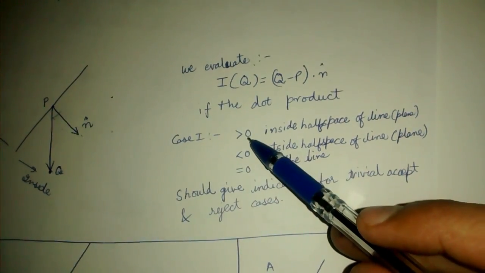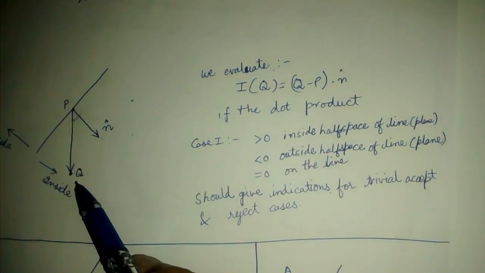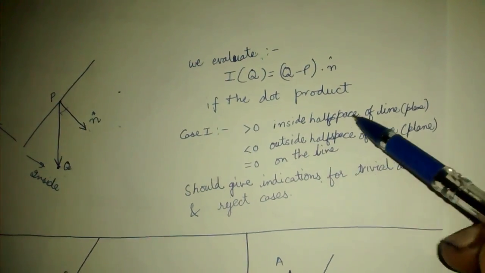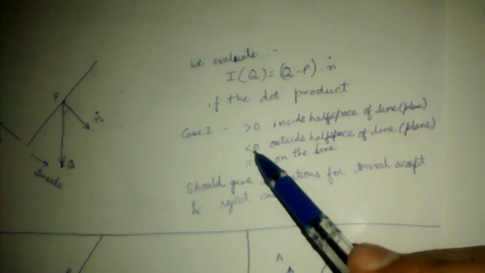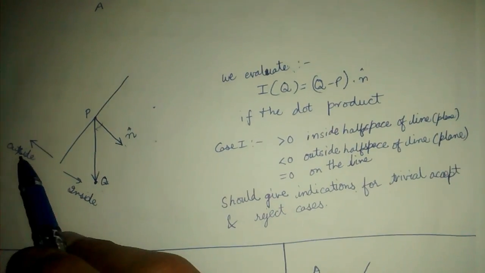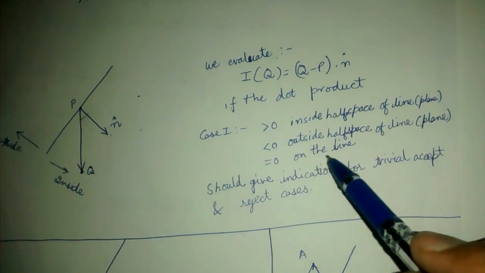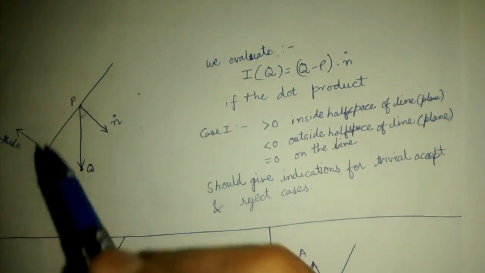So if it is positive, then Q lies inside the half space of the line, that is, inside this plane. If it is less than 0, then it lies outside the polygon, and if it is equal to 0, it is lying on the edge.